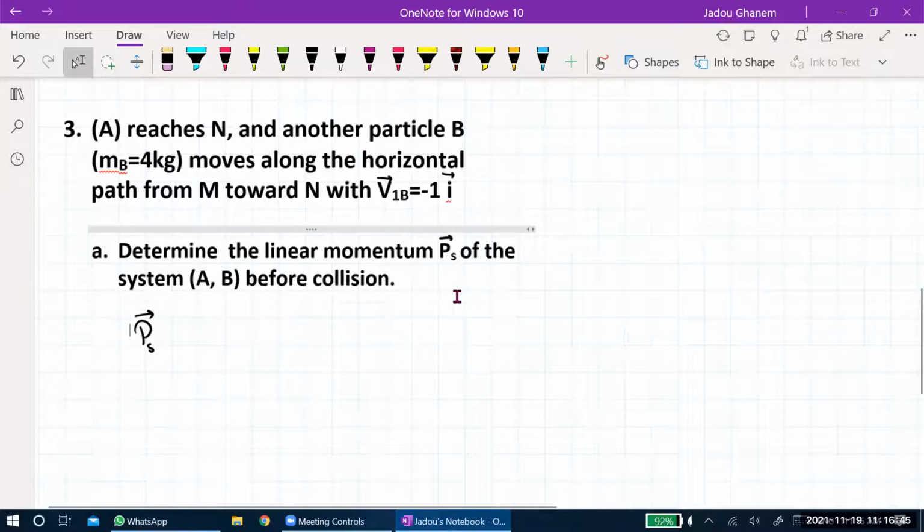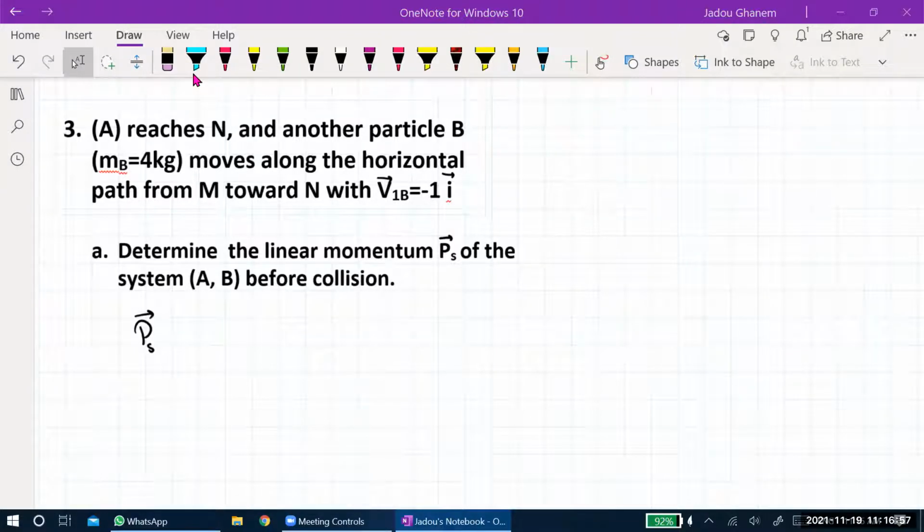Okay, I'll wait 10 seconds, then I will answer this part. If they ask you to determine the linear momentum PS as a vector, then you must find PS as a vector, not find the magnitude of it. That's the point only.